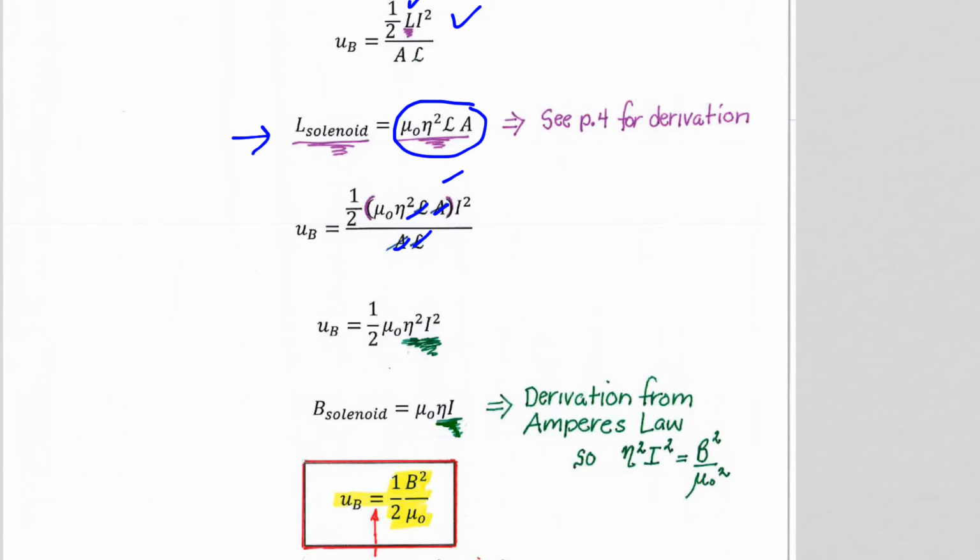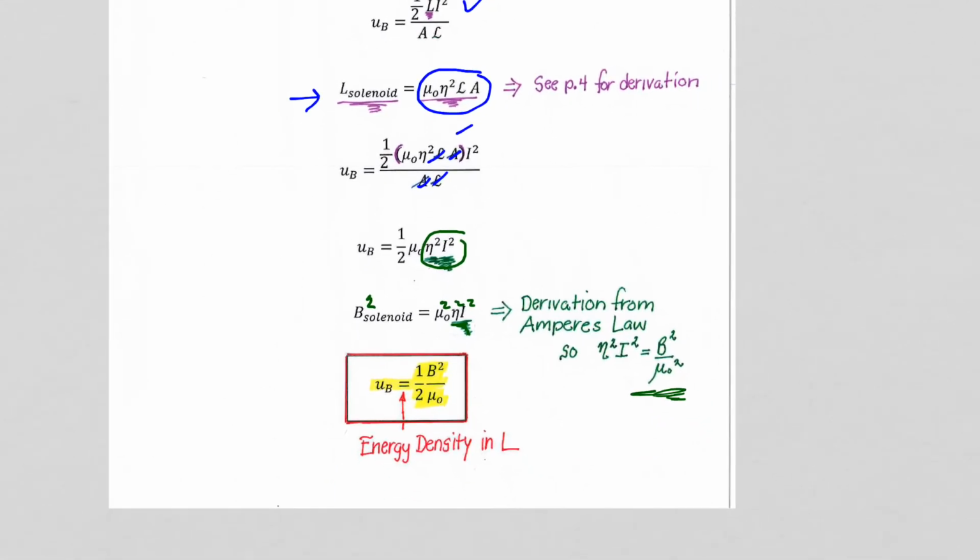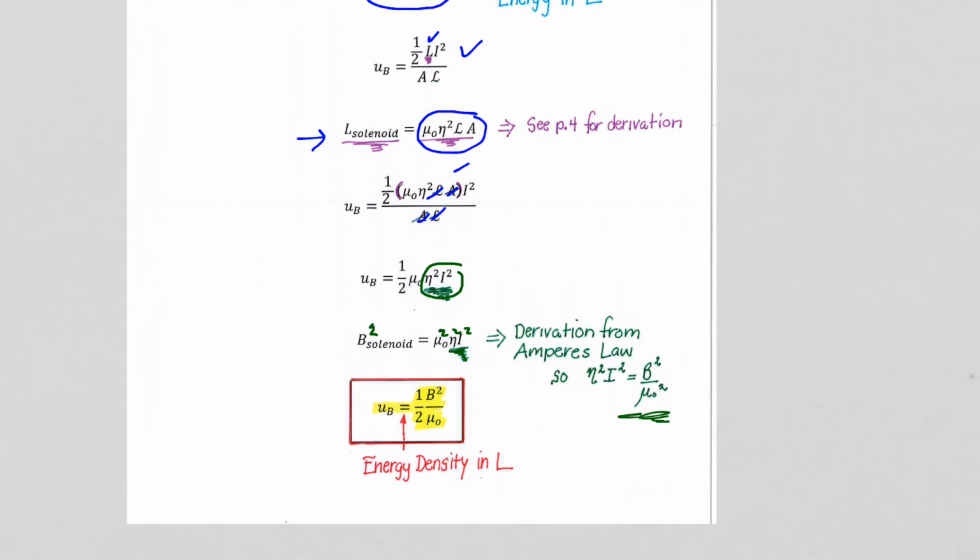So script n I is going to give us B over mu naught. We're just going to square each and every one of these terms. So script n squared I squared is B squared over mu naught squared. So we're going to plug that in for the script n squared I squared, and we get our energy density expression for the inductor. So this is the energy per volume, right? So this will be the joules per meter cubed inside the core of the solenoid.